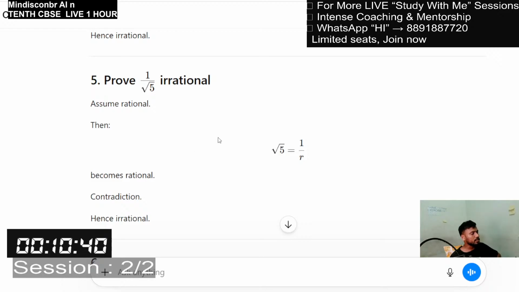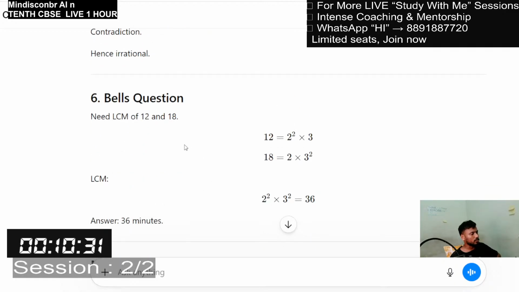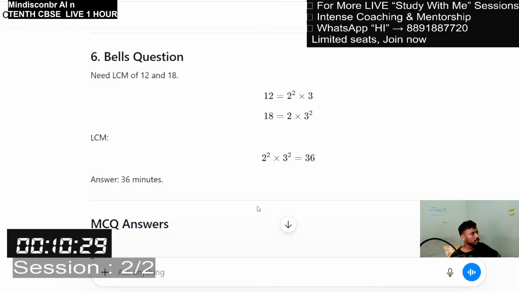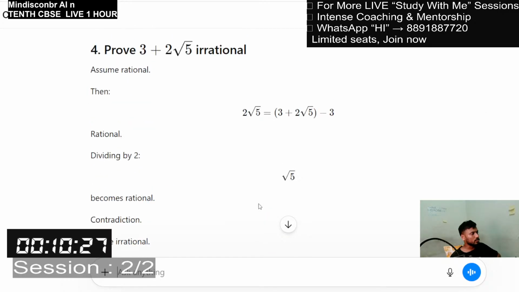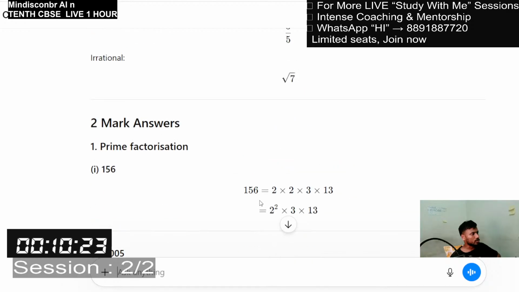Prove 1 by root 5 is irrational. It's also the same. Root 5 is equal to 1 by r. Contradiction. Bell question. What is the bell question? Last question.